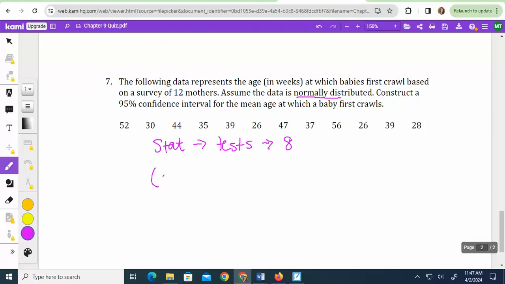So we get 31.896, 44.604. So this means we are 95% confident the mean age at which babies first crawl is between 31.896 and 44.604.